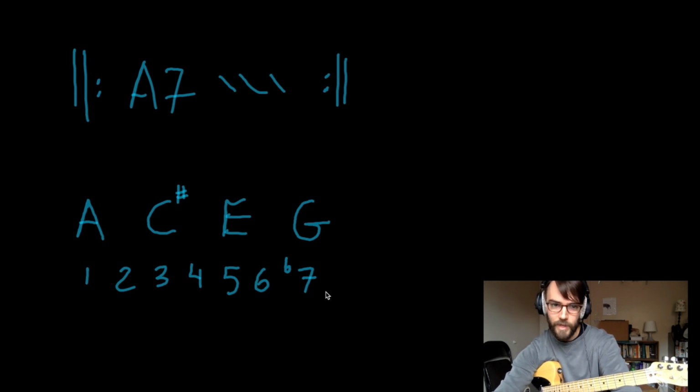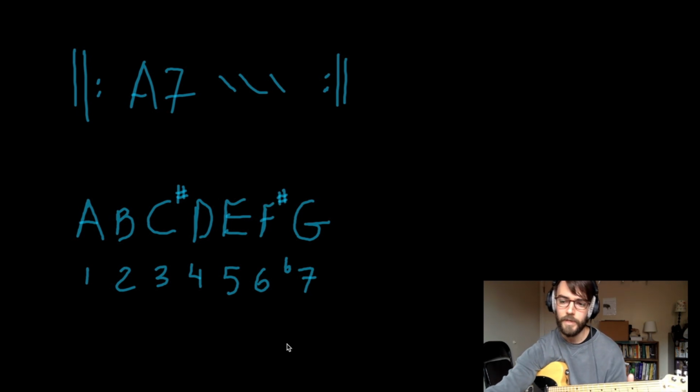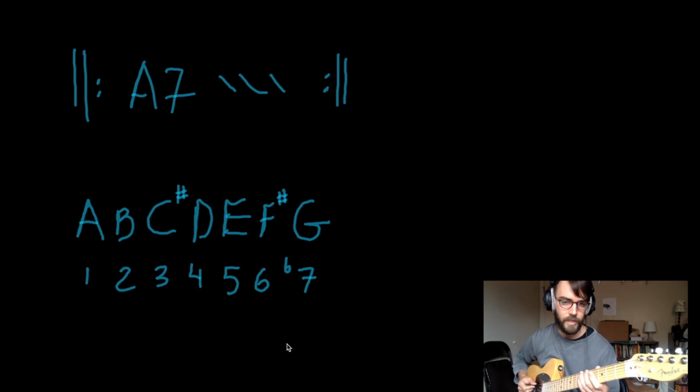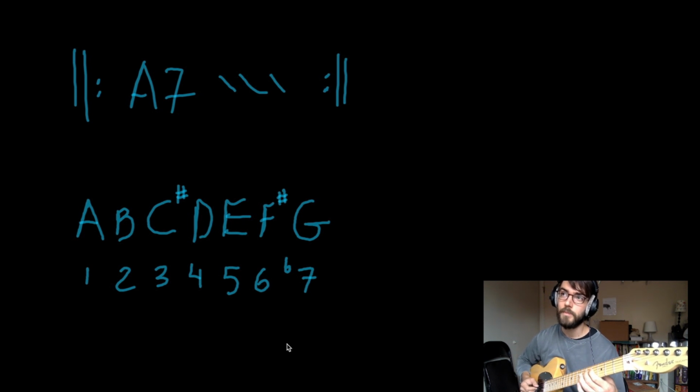So the only mode that exists that has an unaltered 3rd, a natural 3, and a flat 7 is the Mixolydian mode. So we can fill in the blanks here because we know nothing else is altered. So A, B, C sharp, D, E, F sharp, and then G. And that makes up our Mixolydian scale. So that's A, B, C sharp, D, E, F sharp, G natural. So it's a flat 7.